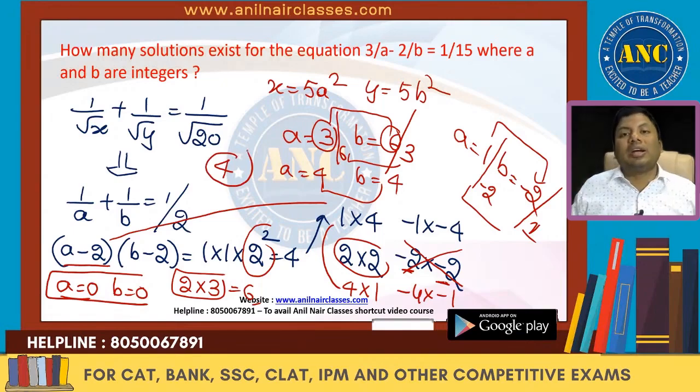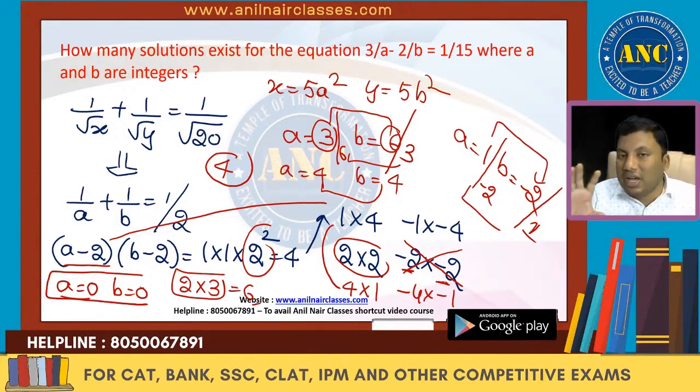In case you are getting A as plus 3, A as minus 3, we are not interested in finding the values of A. We are interested in finding the values of X. 5 into 3 square, 5 into minus 3 square, that will give the same value for X. Be careful. I hope the idea is clear.